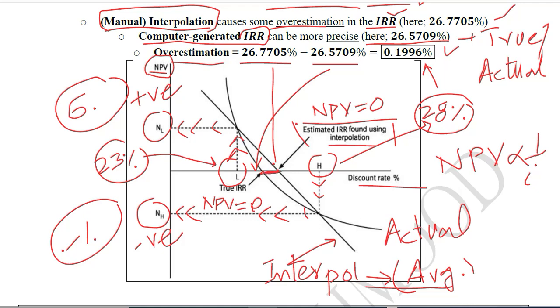This area is the overestimation, which is equal to minus 1.1996. This is the difference between the two. Since we are not following the actual curve, we are following the straight line, we have this overestimation, and this overestimation needs to be minimized. We can talk about how we can minimize it.